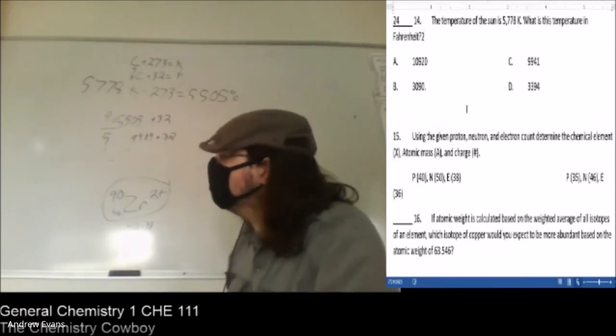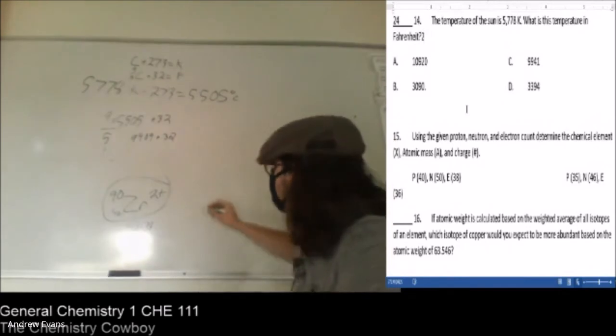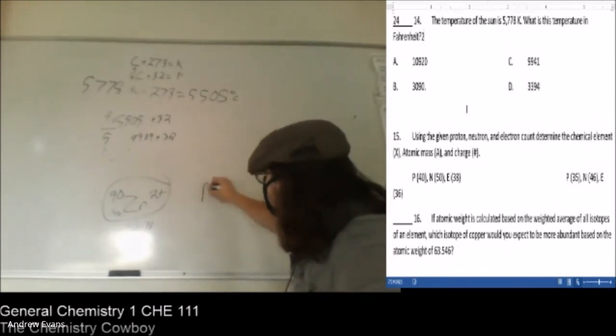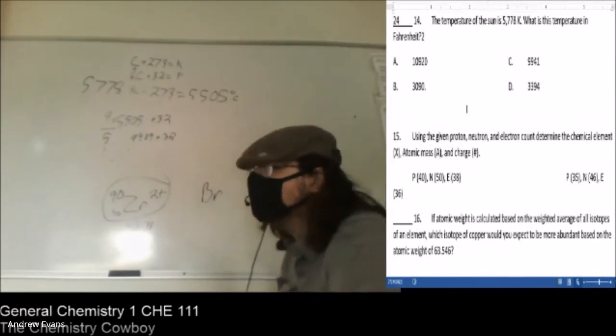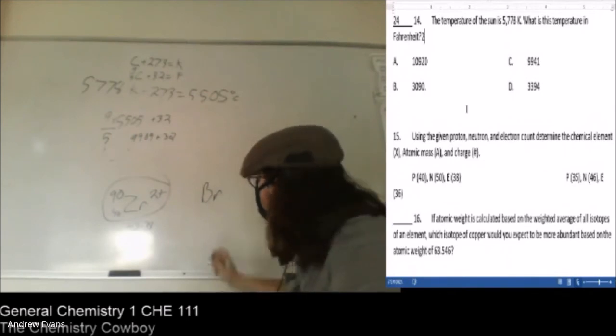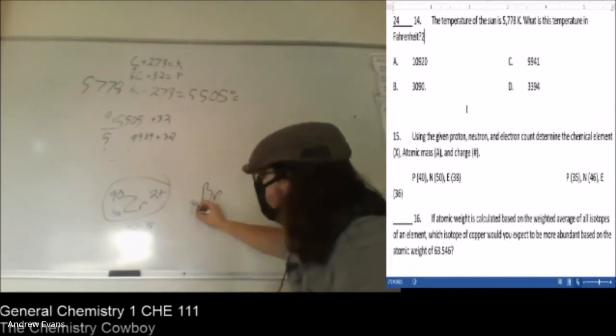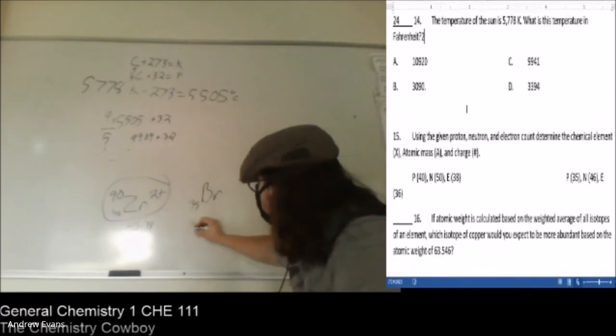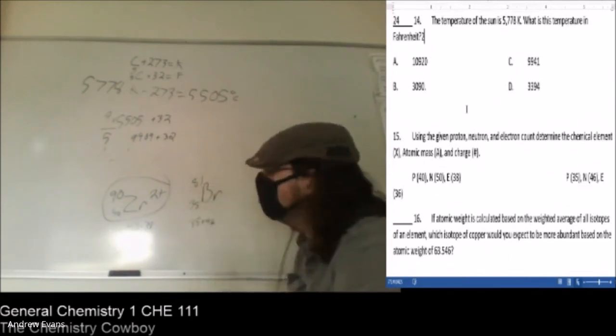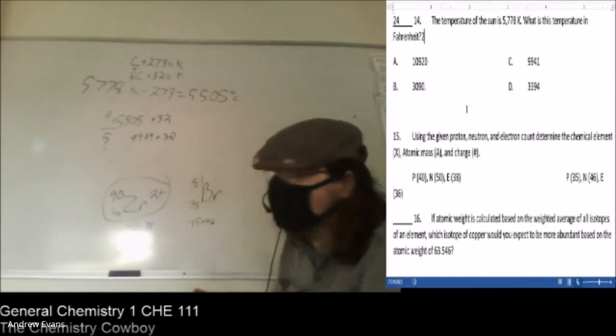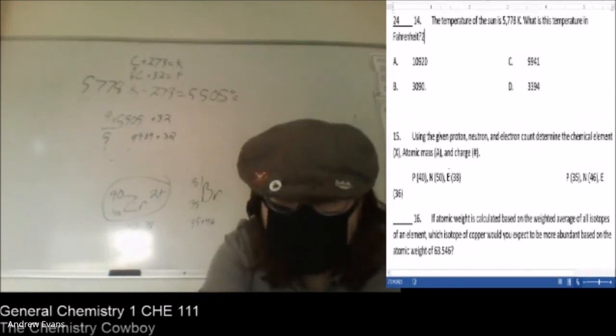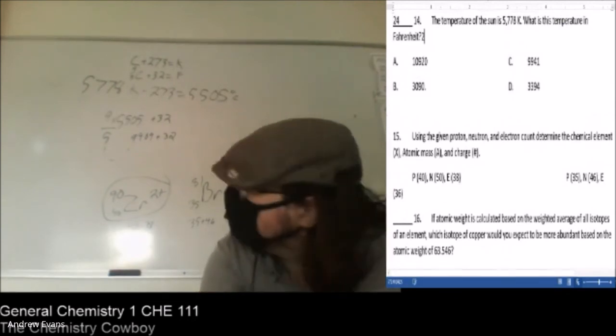The next one, proton count 35. Took me a minute, but I remember this one as well. That one happens to be bromine. Bromine. If that's 35 and the neutron count is 46, 35 plus 46 is 81. And you can't read it because it's cut off the screen, but where'd my mouse go?